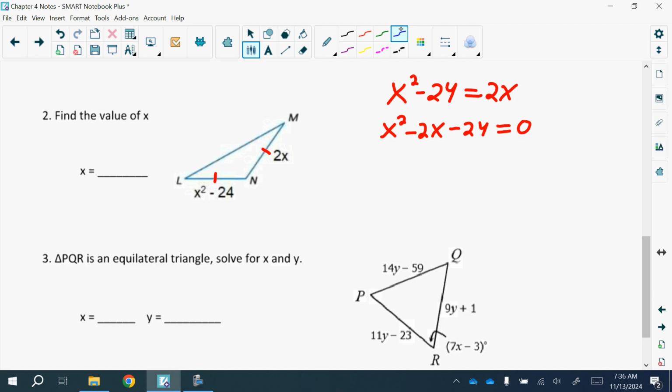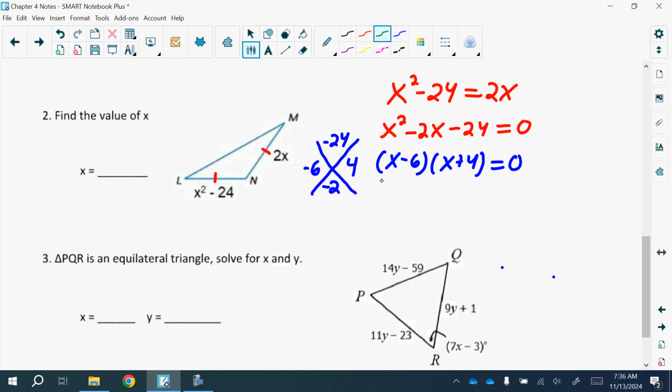When I have a quadratic like this and it's set equal to 0, I can factor. So I need two numbers that multiply to be negative 24 and add to be negative 2. Those numbers would be negative 6 and 4. So I can rewrite this as x minus 6 times x plus 4 equals 0. This is your factored form.